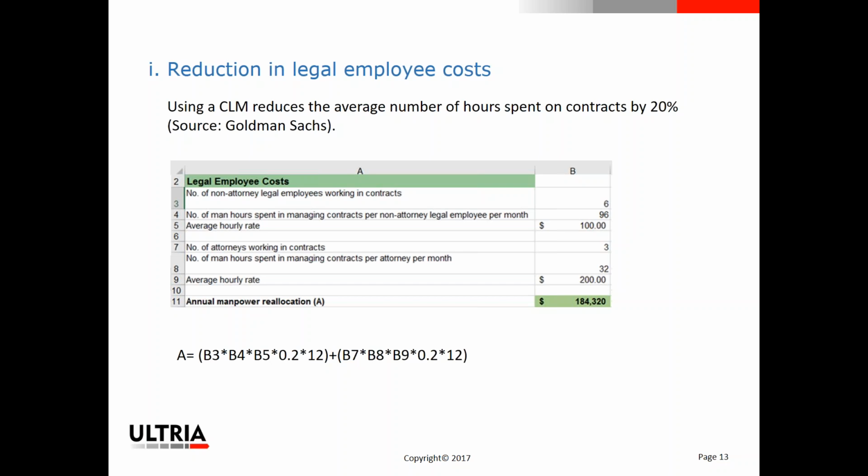So if we look here at what are the cost elements from an employee perspective, we've got an average loaded rate for the number of attorneys versus the number of non-attorneys and what their hourly or daily or monthly costs may be. The math here is really based on a Goldman Sachs survey that says using a contract lifecycle management platform reduces the number of hours spent on contracts by 20%. So every organization has the ability to look at what their current contract administration, contract management costs are.